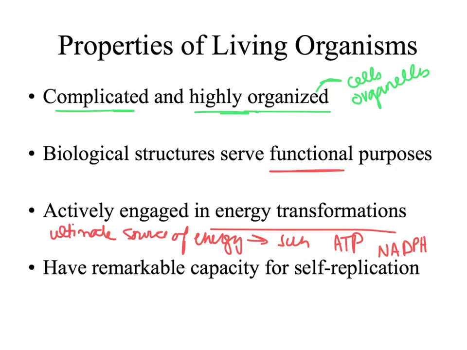Now, in terms of self-replication, living organisms have a remarkable capacity for self-replication. This is key in order to sustain life. Organisms are going to have mechanisms in place that allow them to make biological copies. So we have DNA replication that occurs.